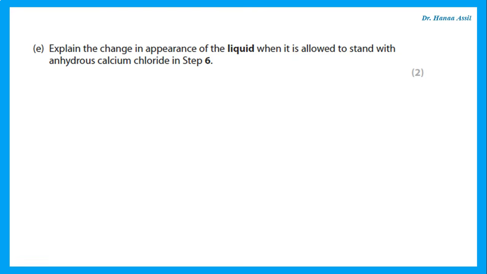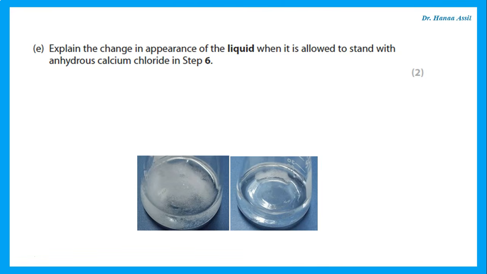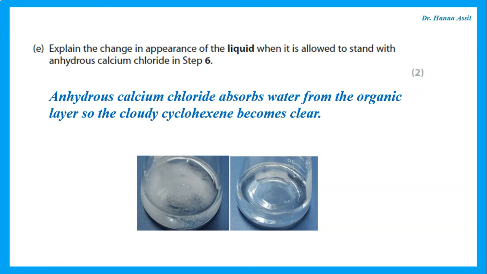Explain the change in appearance of the liquid when it is allowed to stand with anhydrous calcium chloride. First of all, what is anhydrous calcium chloride doing? You should know that anhydrous calcium chloride is a dehydrating agent. It's something that absorbs water from the liquid. So the liquid originally is the one on the left. When it has water in it, it is cloudy. But if the solid anhydrous calcium chloride absorbs water from the liquid, then the liquid becomes clear.